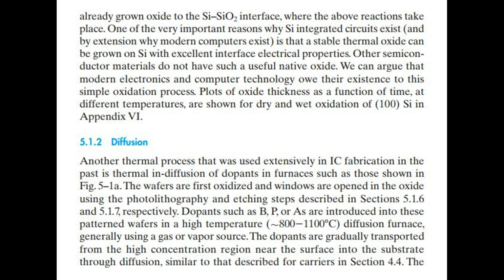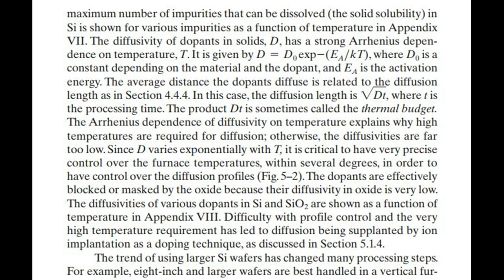Dopants such as boron, phosphorus, or arsenic are introduced into these patterned wafers in a high temperature, 800 to 1100 degrees Celsius, diffusion furnace, generally using a gas or vapor source. The dopants are gradually transported from the high concentration region near the surface into the substrate through diffusion, similar to that described for carriers in section 4.4. The maximum number of impurities that can be dissolved, the solid solubility, in silicon is shown for various impurities as a function of temperature in Appendix 7.